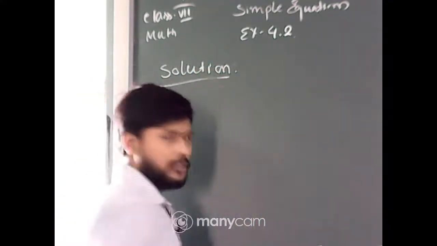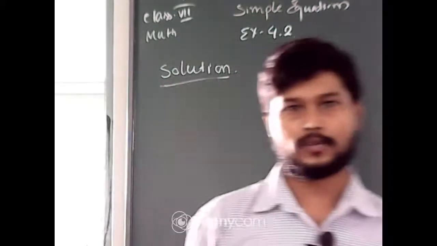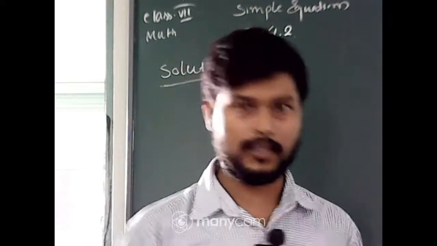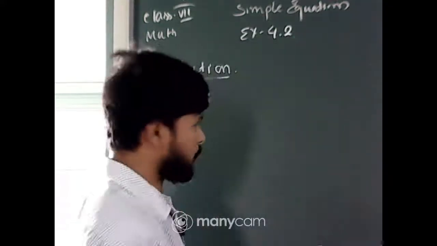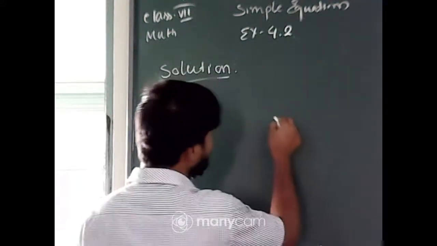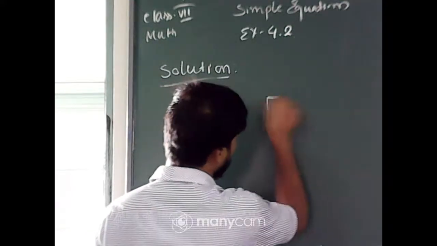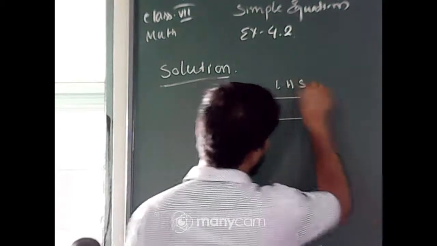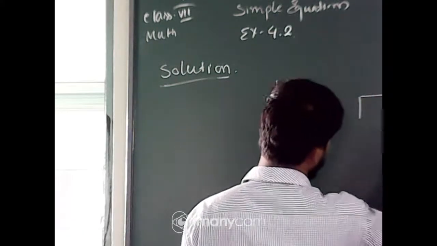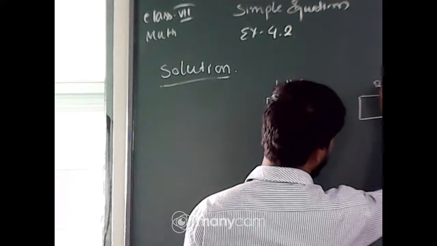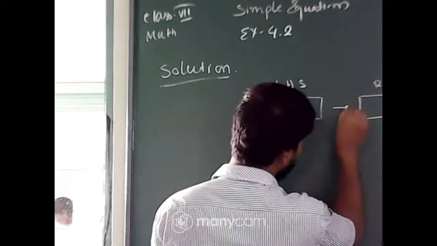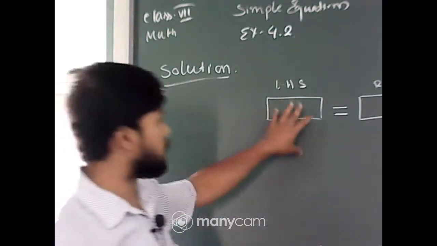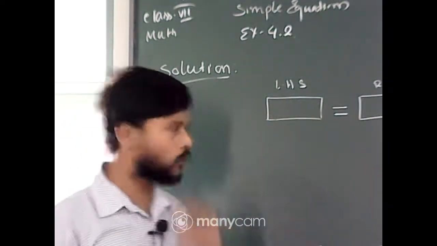Solution means the process to find out the value of the variable. Clear? Now look, there are few steps. We know there are three parts of an equation. One is the expression on the left hand side, one is the expression on the right hand side, and there is an equal sign between these two expressions. So there are few rules.